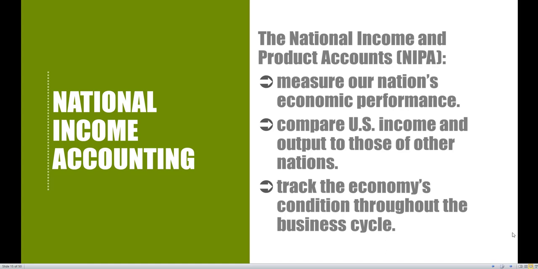Number two, we can compare US income and output to those of other nations. Because other nations follow a very similar process with their own NIPA accounts, we can compare US GDP against other countries' GDP. So my GDP is bigger than your GDP, my GDP is smaller than your GDP. What exactly does that mean when we compare the countries against one another? And then finally here, it allows us to track the economy's condition throughout the business cycle.